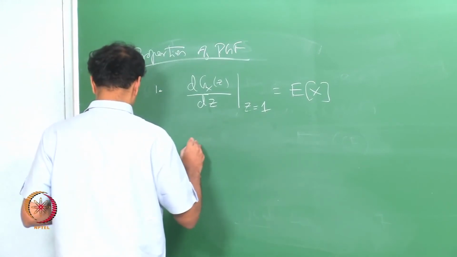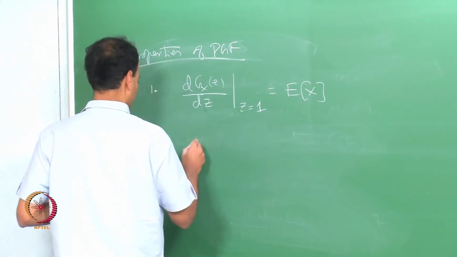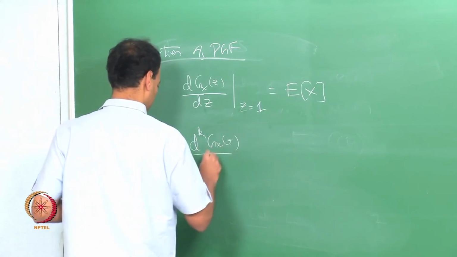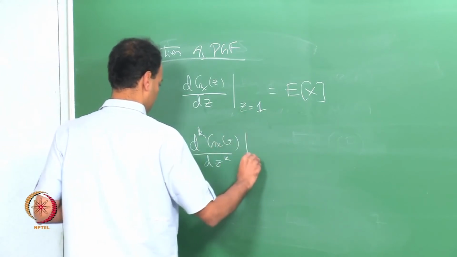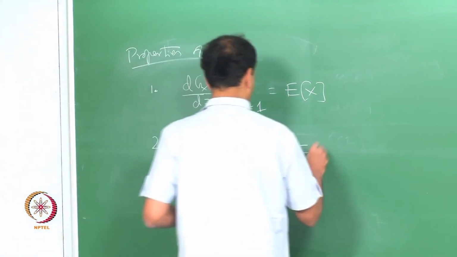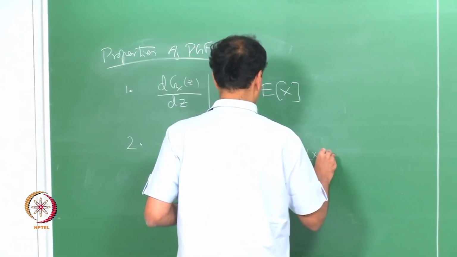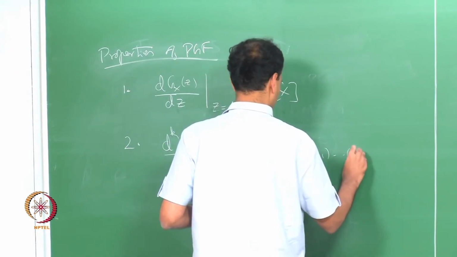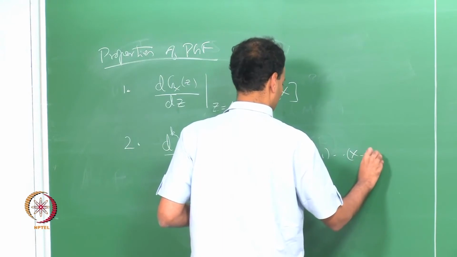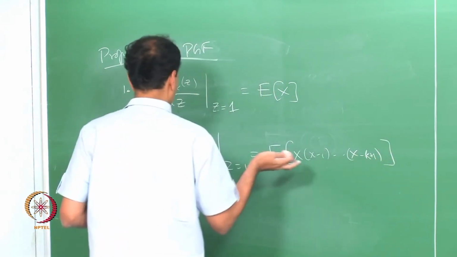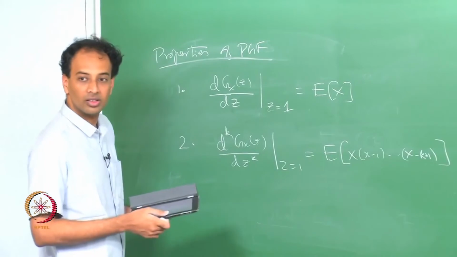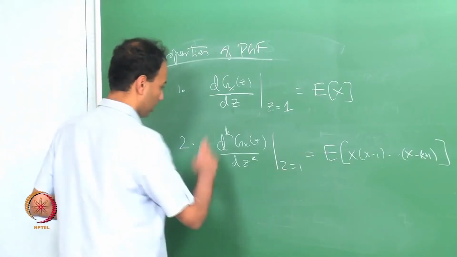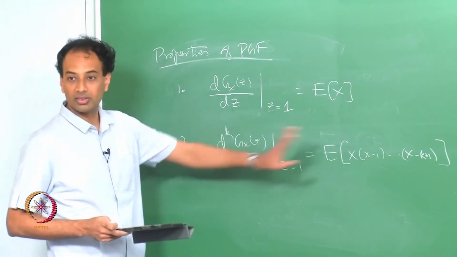And you can show that the kth derivative at z equal to 1 will give you the expectation of x times x minus 1 times up to x minus k plus 1. A similar argument can prove this. Similarly, analyticity on the unit circle will imply this result, right.